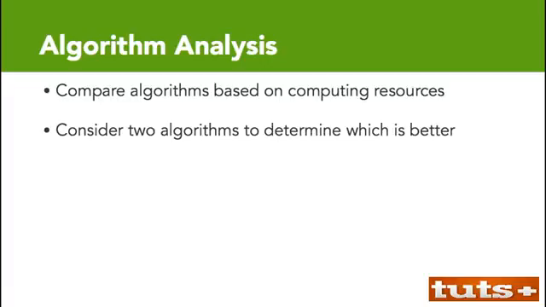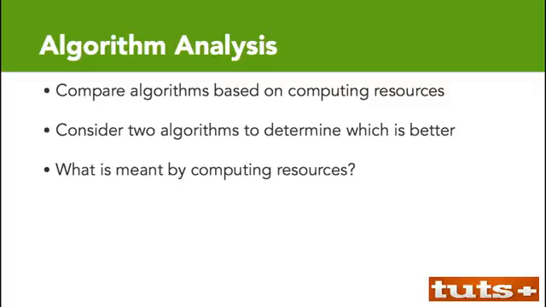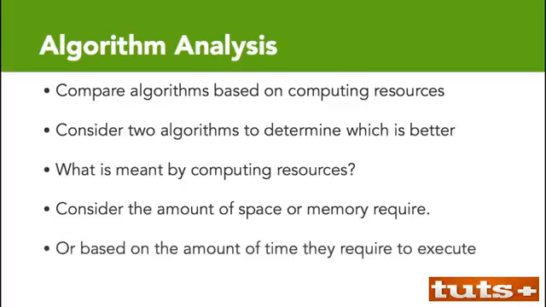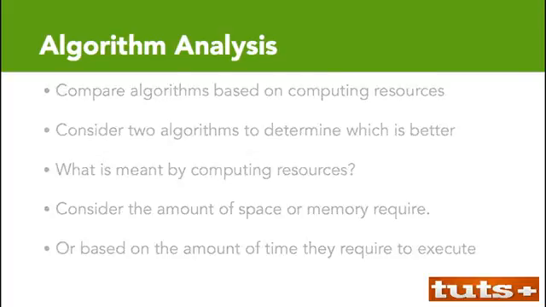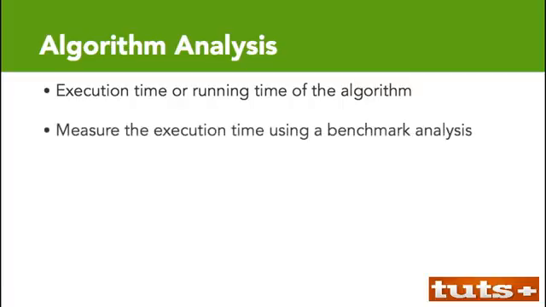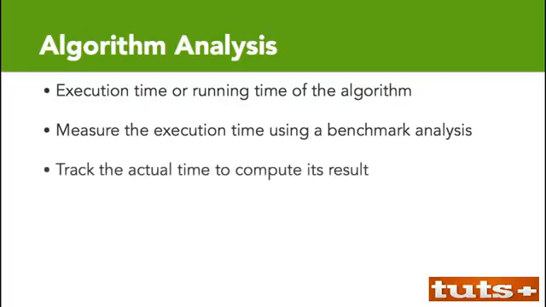When dealing with algorithm analysis, it is important to first think about what is meant by computing resources. For example, we can consider the amount of space or memory an algorithm requires to solve the problem. Or, as an alternative to space requirements, we can analyze and compare algorithms based on the amount of time they require to execute. This measure is sometimes referred to as the execution time or the running time of the algorithm. One way we can measure the execution time of a program is to do a benchmark analysis. This means that we will track the actual time required for the program to compute its result.